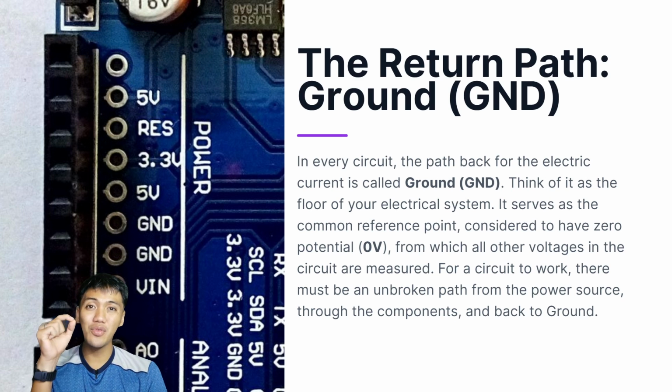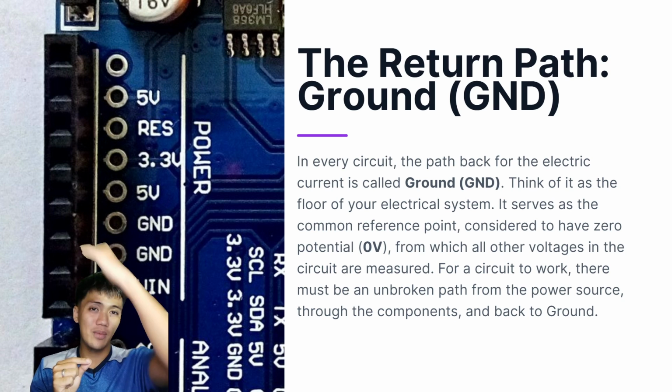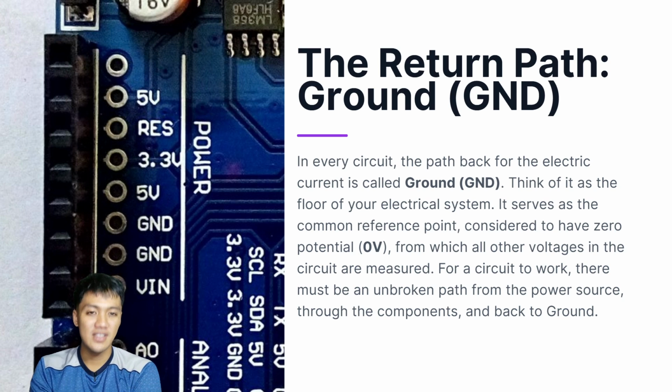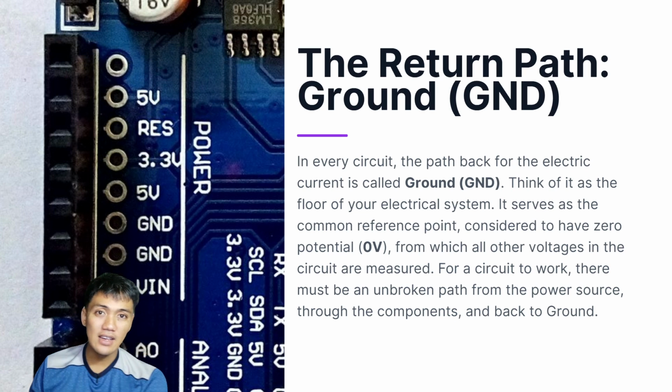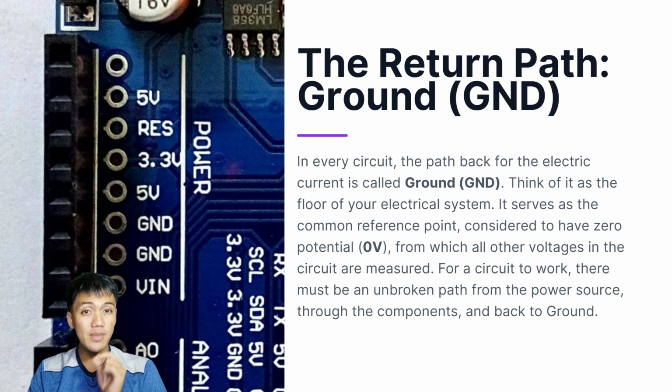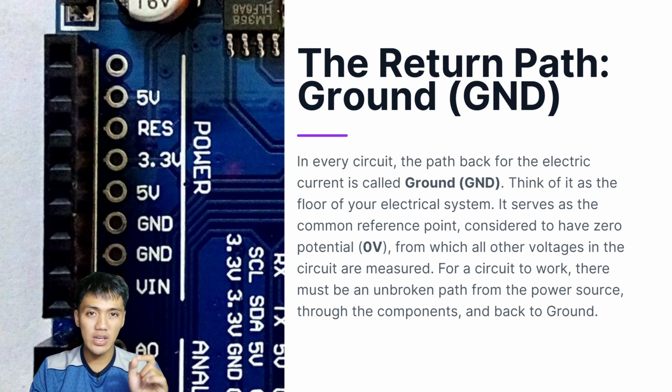If we know a point in our circuit that has 0 voltage, then we can compare that to other portions of our circuit. For a circuit to work, you have to remember this. For a circuit to work, there must be an unbroken path from the power source through the components and the load and then back to the ground.